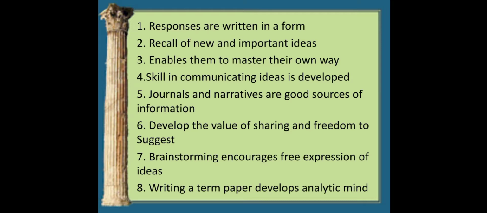Number 5. Journals and narratives are good sources of information. Journals and narratives are examples of creative writing. Each of us has our unique style of writing, which allows us to better convey our own understanding about a particular topic. Writers want to share their knowledge about the particular topic to others in order to help others gather information.